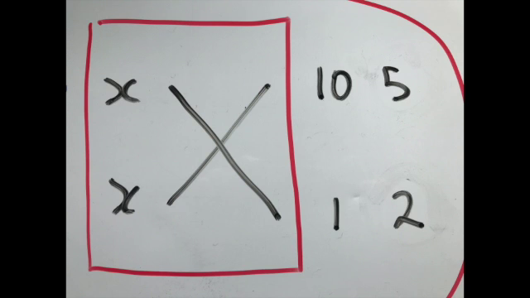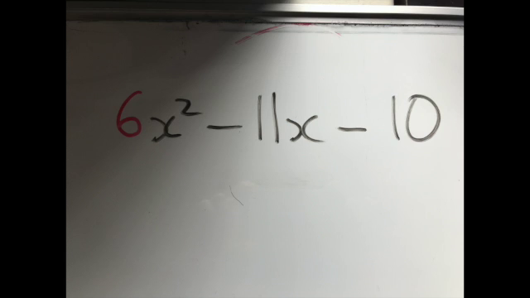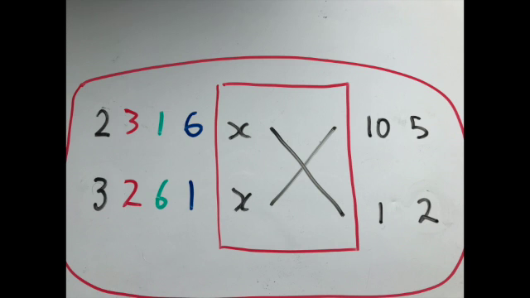Now I have to start to consider the factor pairs of the front multiplication for 6x squared, but I've got to list them both ways. So the two factor pairs for 6 are 6 and 1 and 3 and 2, and I have to list them in both possible ways. Once I've listed all of those factor pairs out the front both ways, and the ones at the end just the one way, I can start systematically working my way through.